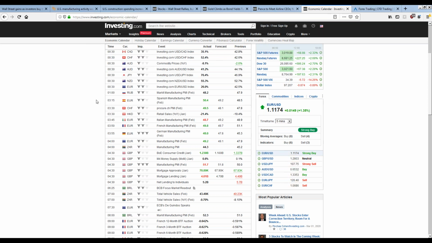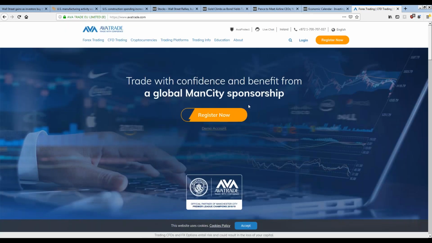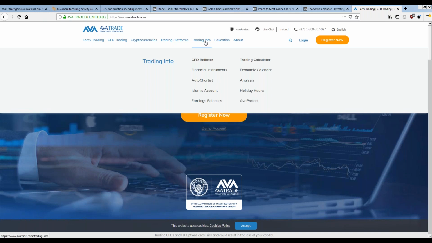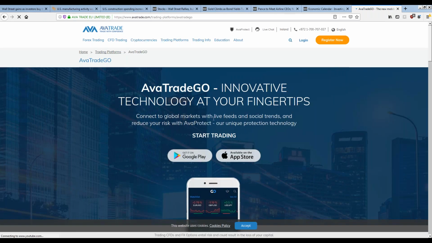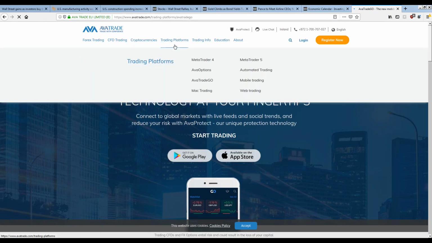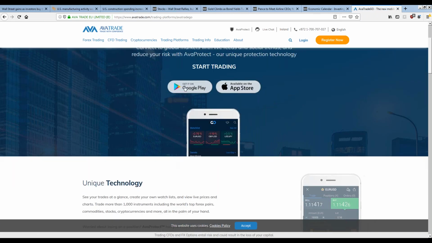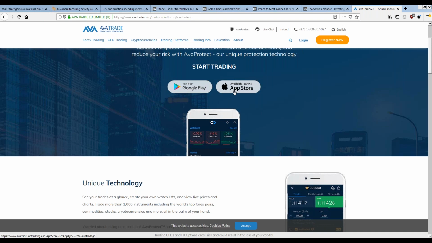Now, before we get on the live charts and take a look at what this fundamental news has done and what you still could do on the charts, I promised I would show you where the AvaProtect feature can be found, and AvaTrade Go, the mobile app that has that feature. If you look under trading platforms, here's AvaTrade Go. You can download it anytime. Just use your mobile device to come to the website. Click on AvaTrade Go, and you can download it either in Google Play or the Apple App Store directly from these links, or you can just keyword search AvaTrade Go.